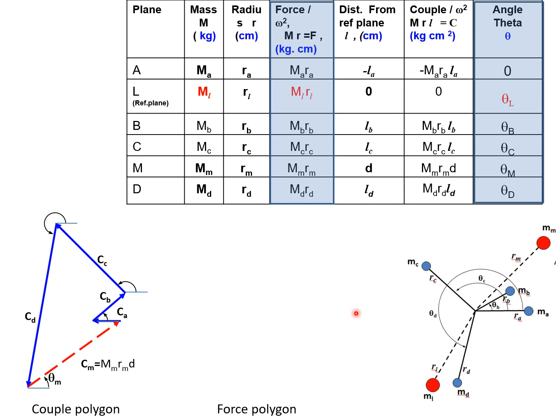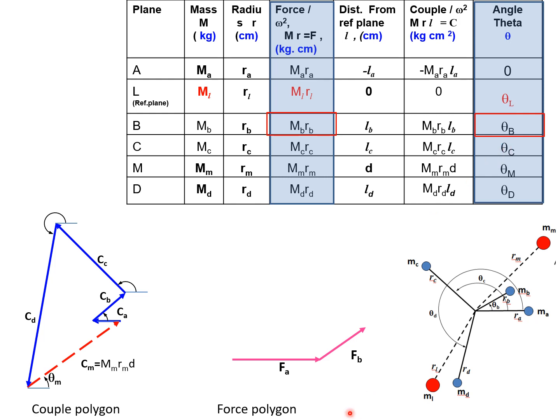So MARA is horizontal, so we draw a line which is equal to the length corresponding to MARA at 0 degree. This time we have drawn in the right direction because there is no negative sign. The next vector to be drawn is from the arrow of the previous vector, that is MBRB. So the length of this vector will correspond to MBRB, and the angle will correspond to theta B.